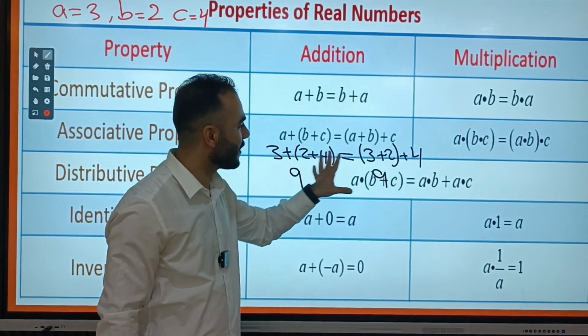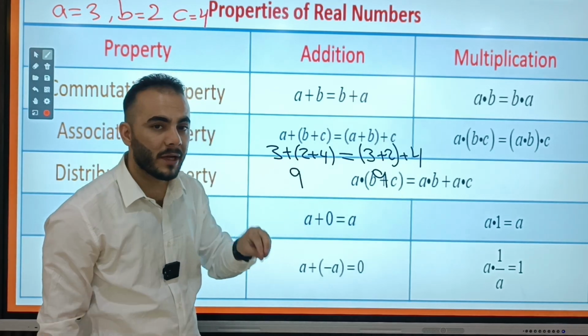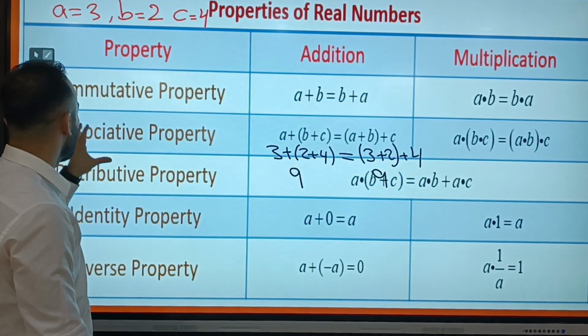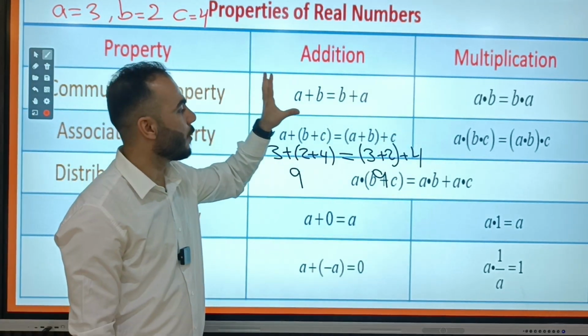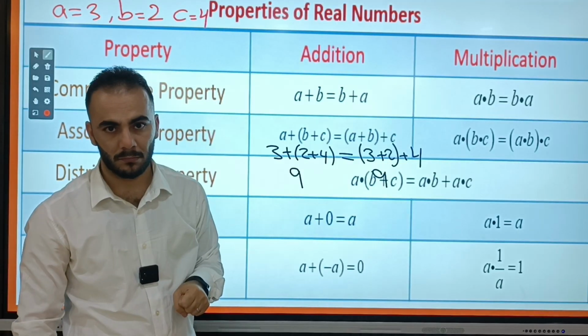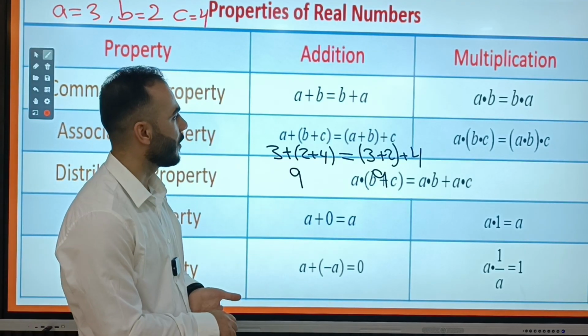So since left and right are the same, we are going to claim that associative property works for addition. That's all about associative property regarding addition.